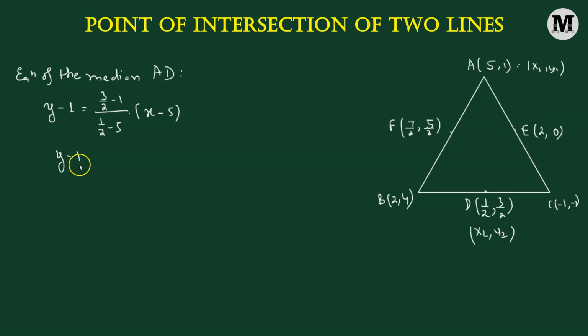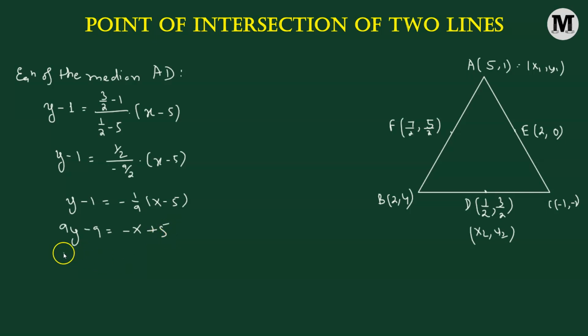We get y minus 1 equals 1/2 divided by -9/2 multiplied by x minus 5. So we have y minus 1 equals -1/9 times x minus 5. So 9y minus 9 equals -x plus 5. Or we get x plus 9y equals 14. So that is the equation of the median AD.